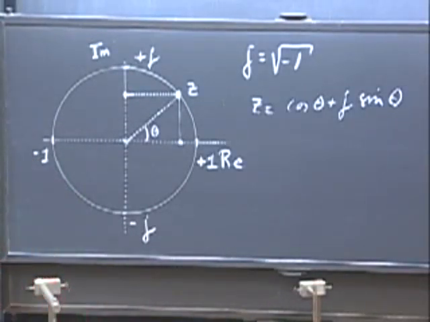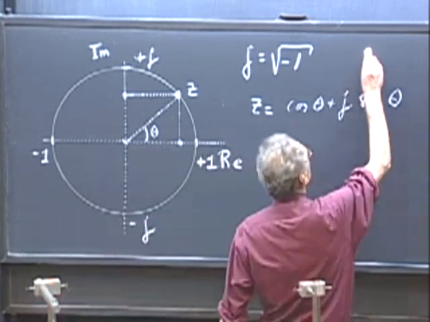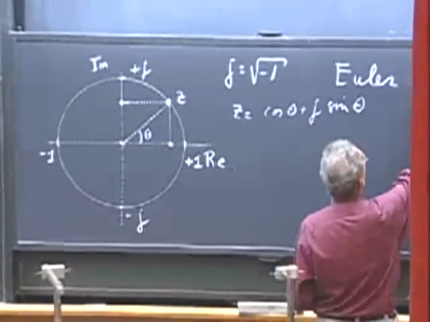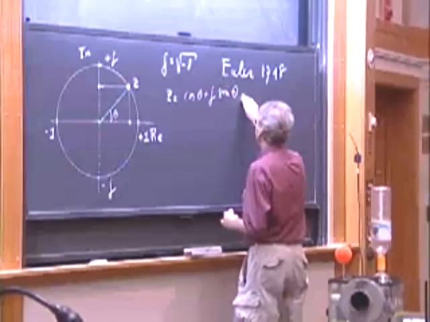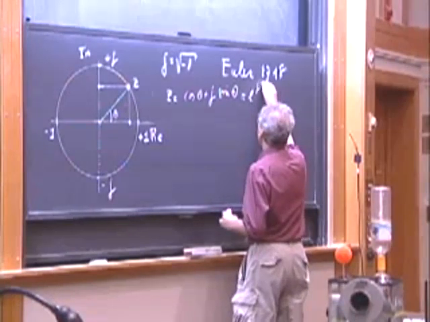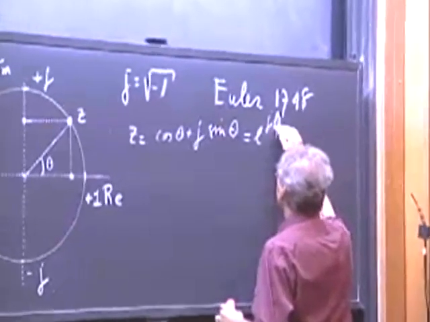And this now, according to Euler, the great mathematician Euler, after whom this disk was also mentioned, already in 1748, he proved that this is the same as e to the power j phi. Sorry, theta. j theta.